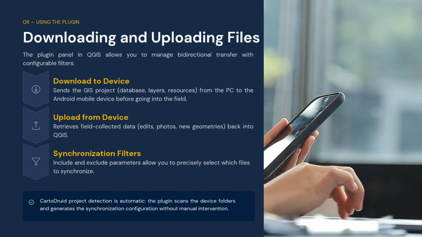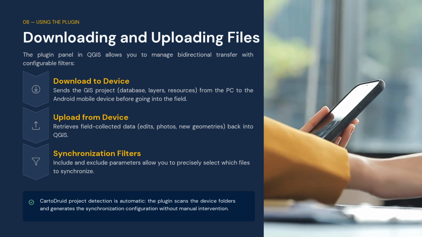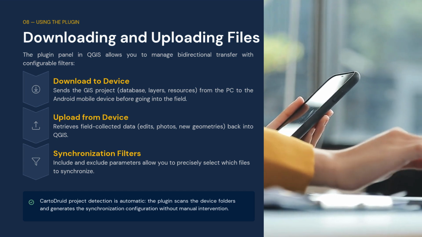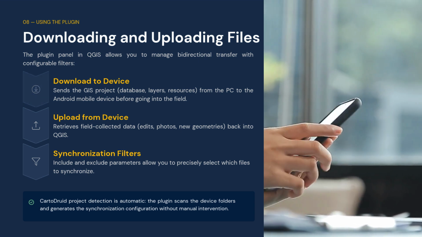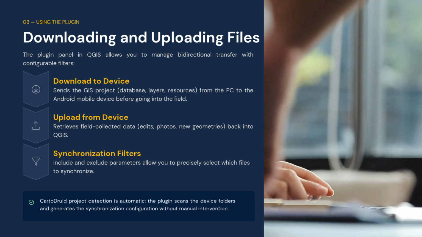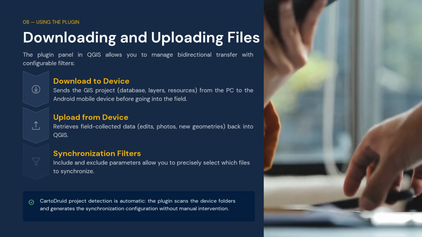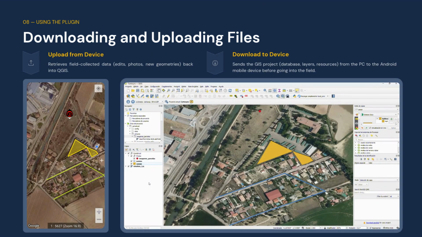From this moment on, this QGIS project will be synchronized with the selections we have made from the CartoDruid project on our device. You can use the download from device or upload to device options if something has been updated and you want to synchronize the data again. Let us now see how synchronization works in practice.